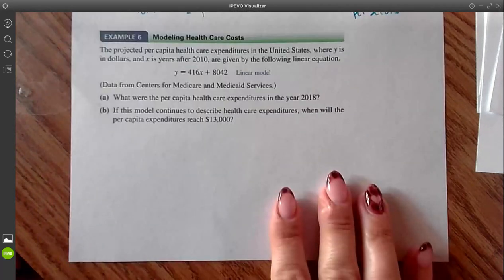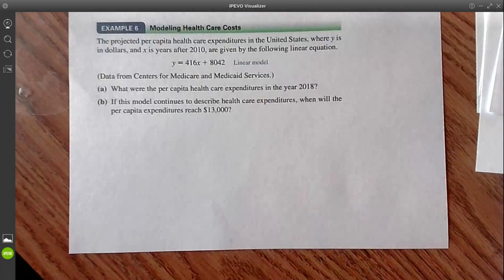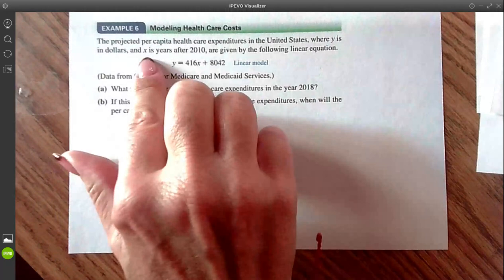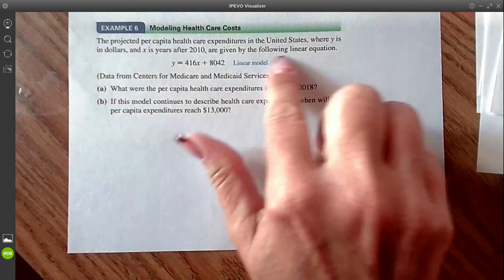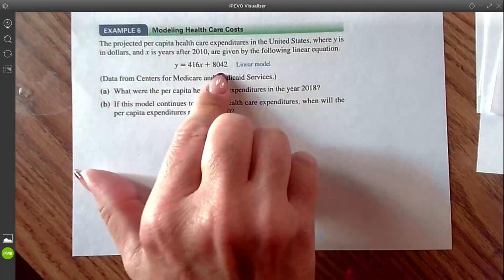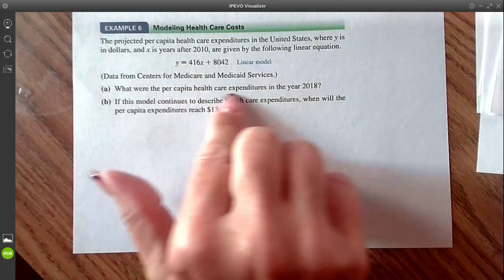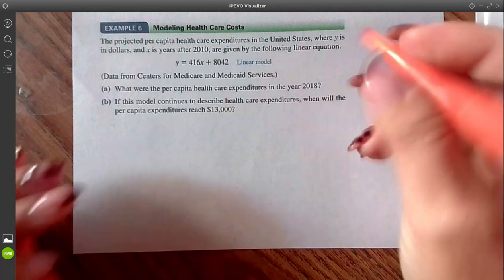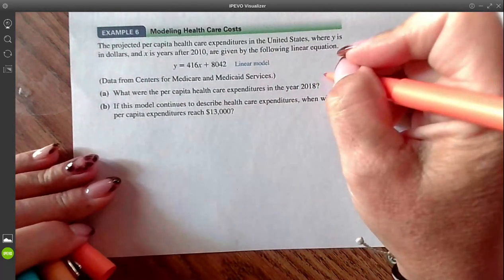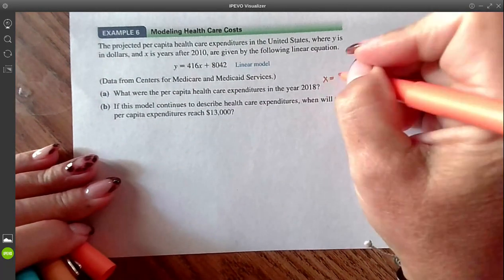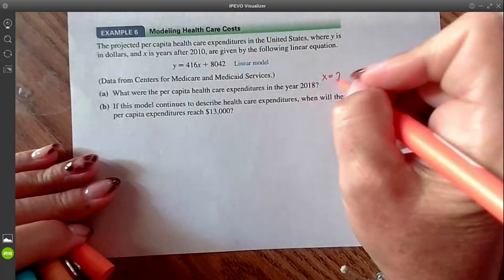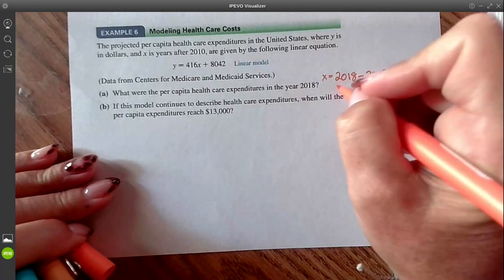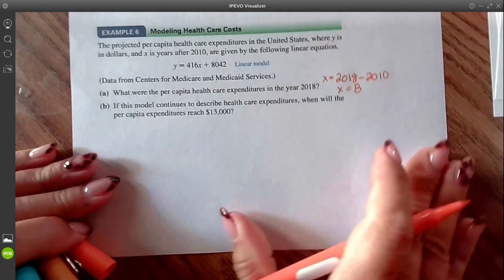Next model: the projected per capita healthcare expenditures in the United States, where Y is in dollars and X is in years after 2010, are given by the following linear equation. What were the per capita healthcare expenditures in the year 2018? So if X is years after 2010, and I'm wanting the year 2018, I'm going to do 2018 minus 2010, and that gives me X equals 8.